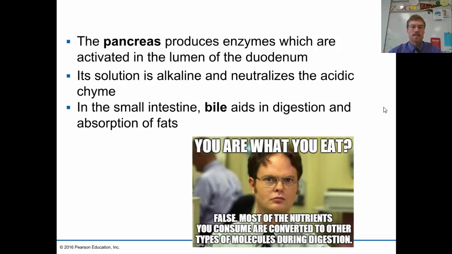And then in the small intestines, the bile aids in digestion and absorption of fats. Bile is produced by the liver, and then it's stored in the gallbladder, and then it's released into the small intestines, and it helps to break down fats.